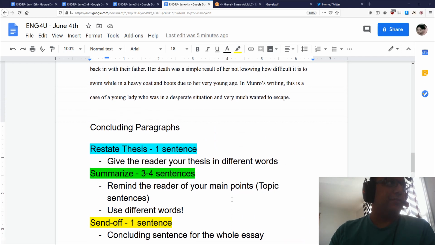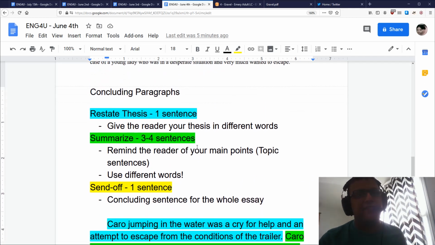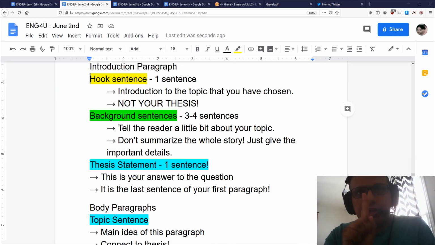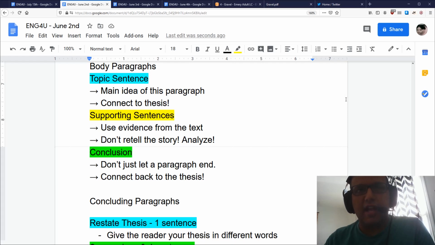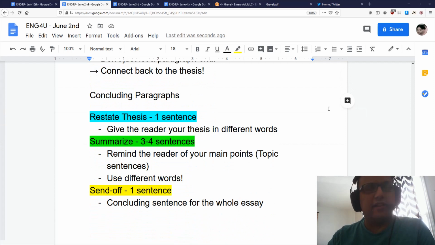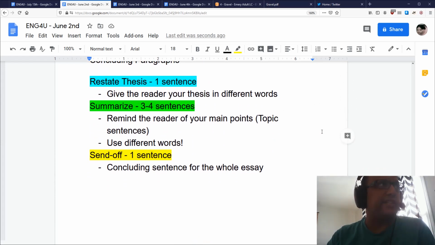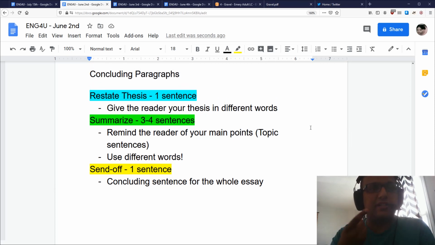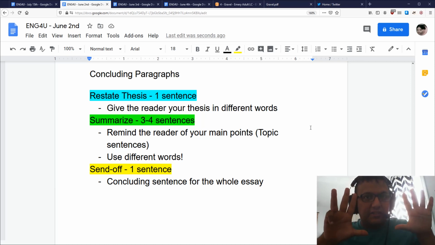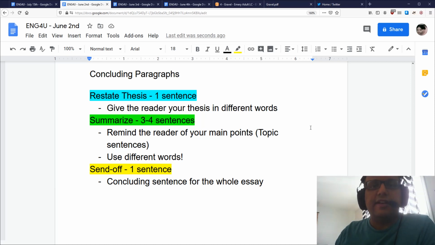So, to review, your essays are meant to have 9 ingredients. You are supposed to have an intro paragraph with a hook, background sentences, and a thesis. Then you are supposed to have body paragraphs, 3 or 4, however many you need in order to get to 1,000 words, each with a topic sentence, supporting sentences, and a conclusion. Then, finally, at the end, in your concluding paragraph, you're supposed to have a restated thesis, a summary, and a send off. That is 9 things that you need to have in order to call your essay an essay. And if you've got those 9 things in your essay, you will be fine. Okay, so that is what you need in order to do well in this assignment.